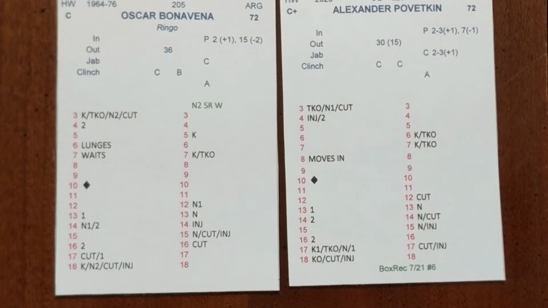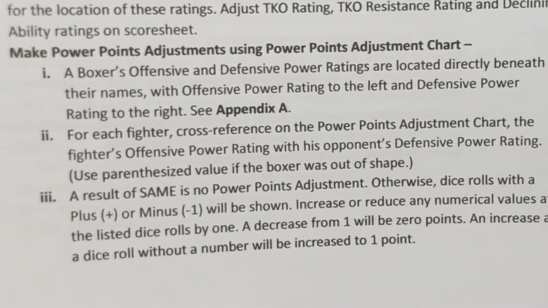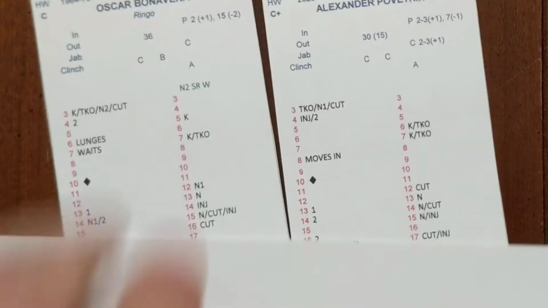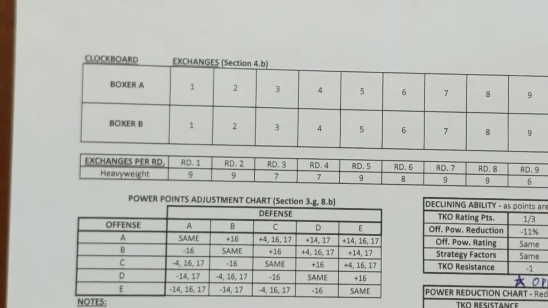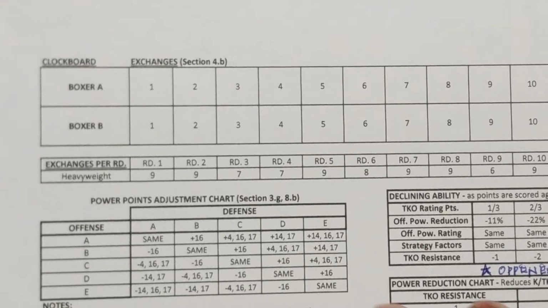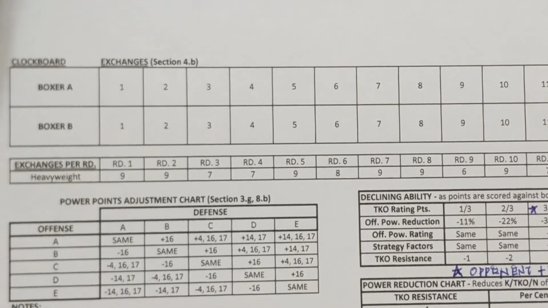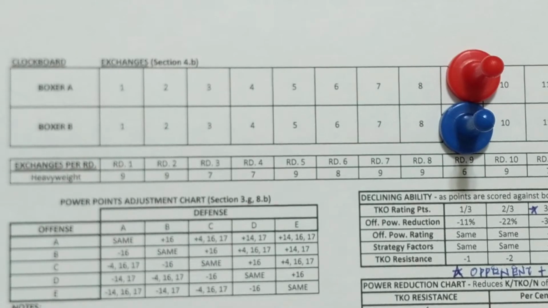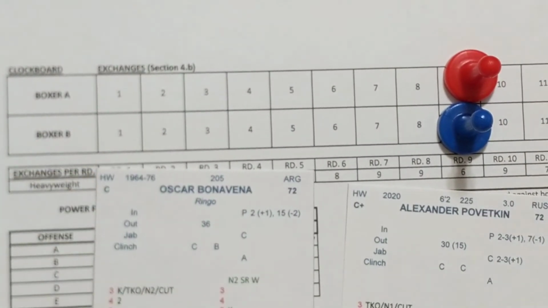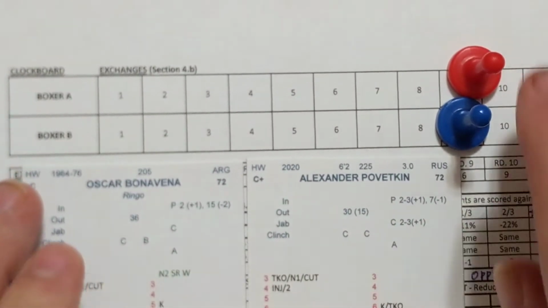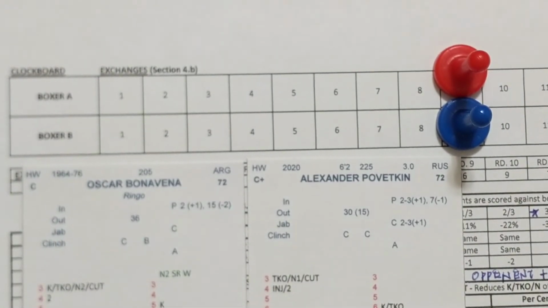And that's all you really need to do to set up the fight. Then to get ready for the round, we would use the exchanges chart here for a 12-round heavyweight fight. The number of exchanges for each boxer in the first round is going to be 9. There are things that would change that, mostly if either of these boxers had aggression rounds, which they don't. So that's not going to affect the number of exchanges. Both will get 9 of them.